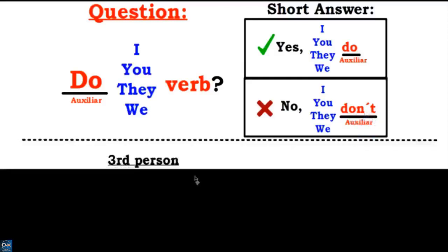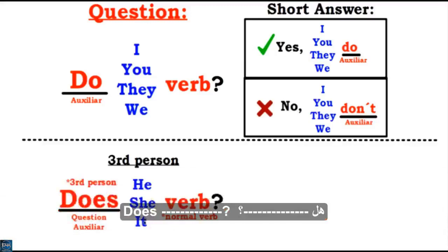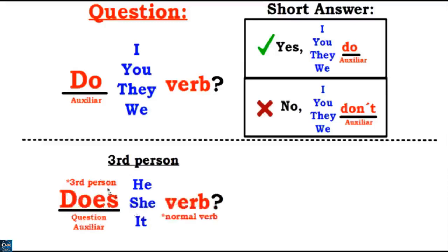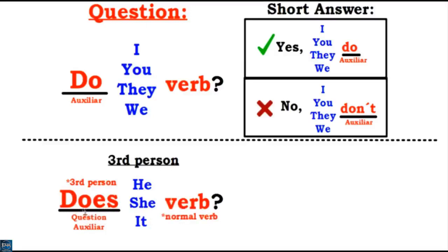Now, for the third person, remember, he, she, and it is for the third person. Our auxiliary for the question is does. It's the third person conjugation. So we use does, the subject, and the verb. And remember, we use the normal verb, no s. The third person conjugation is on the question auxiliary. For example, does.